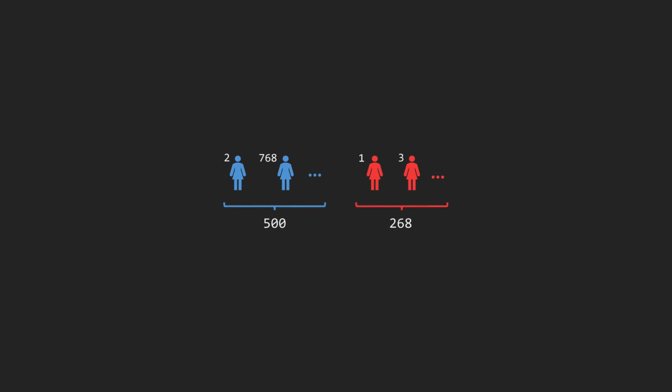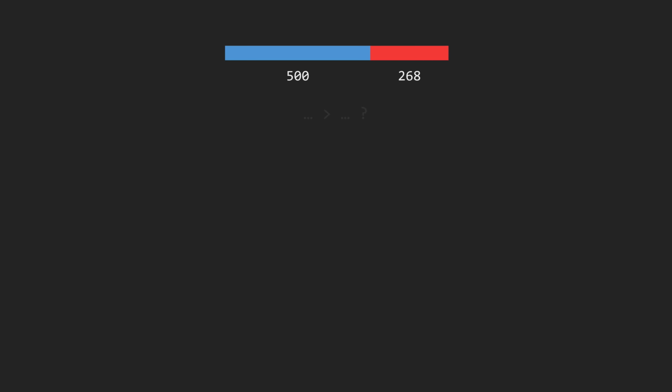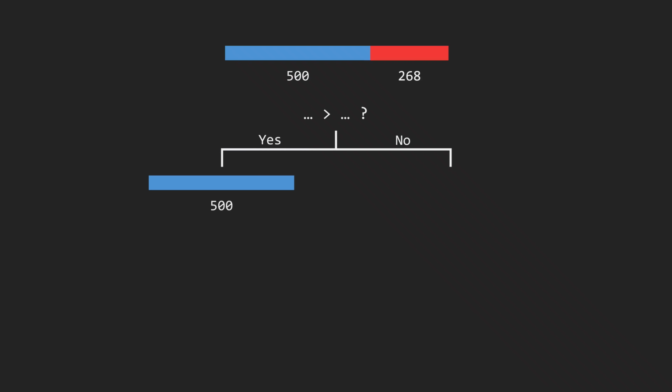We have 500 non-diabetic and 268 diabetic patients. I will present these numbers and classes as a blue and red horizontal strip with proportions corresponding to class sizes. Now, let's define what we want. Ideally, we would ask a question that perfectly splits patients into two groups, non-diabetic and diabetic. That would be the perfect question, and we would be done. But as you may suspect, life isn't that perfect, and such situations are extremely rare.